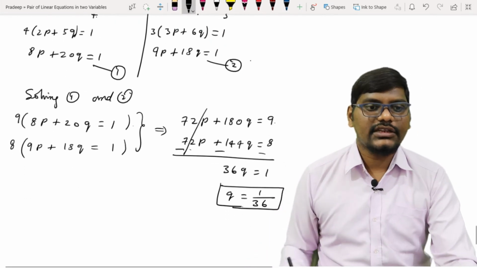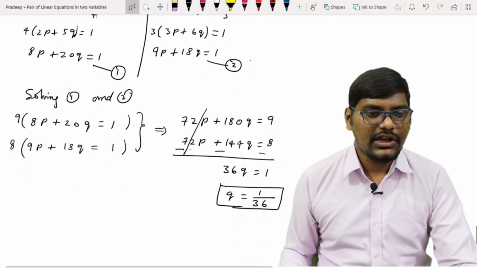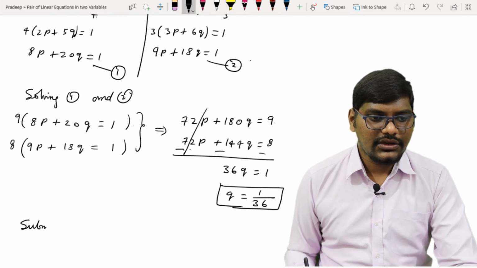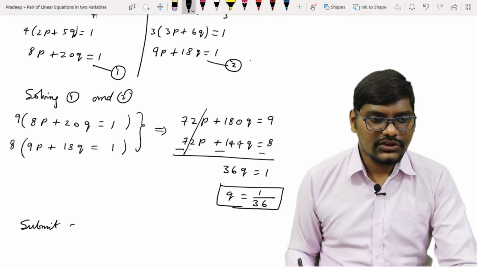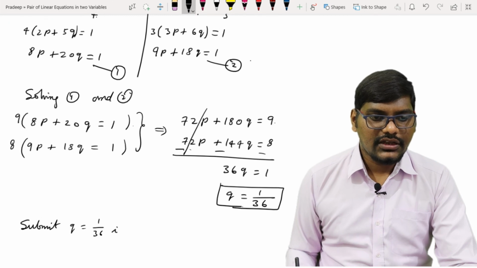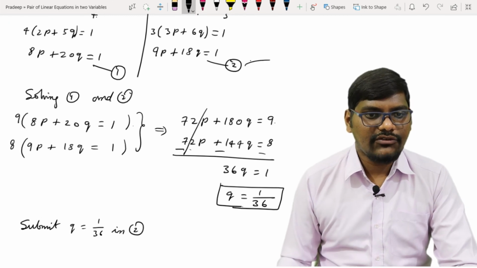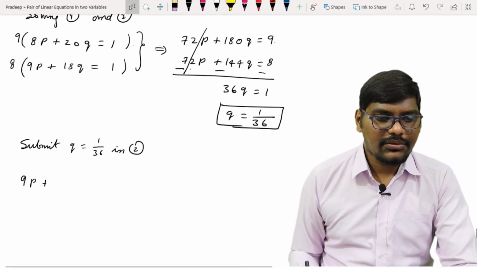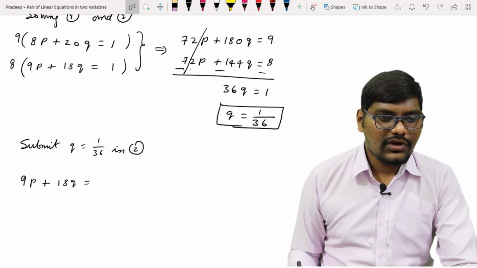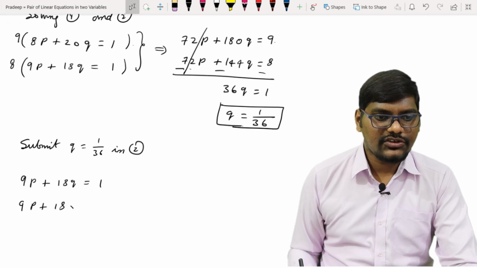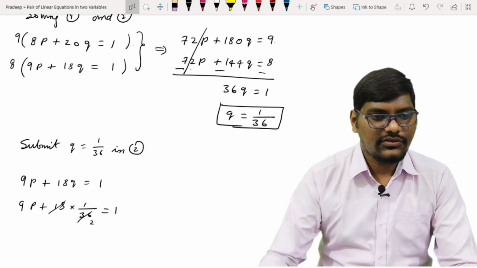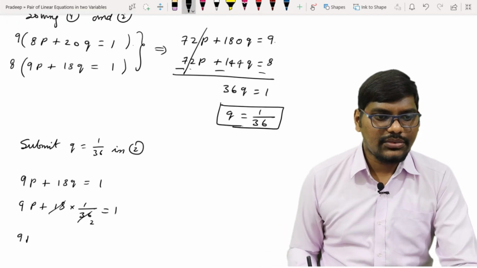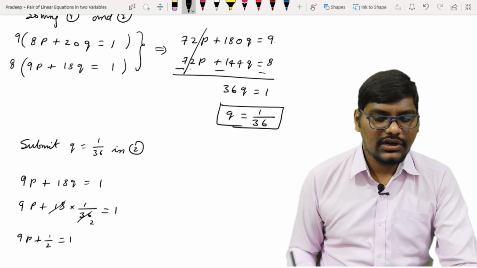If we substitute it in either the first or second equation, we'll get the p value also. So I can write here, substitute q equal to 1 by 36 in the second equation. What is the second equation? 9p plus 18q equal to 1. So I can write 9p plus 18 in the place of q, substituting 1 by 36, equal to 1. So 18 ones and 18 twos is the value we got, so I can write 9p plus 1 by 2 equal to 1 is the equation.